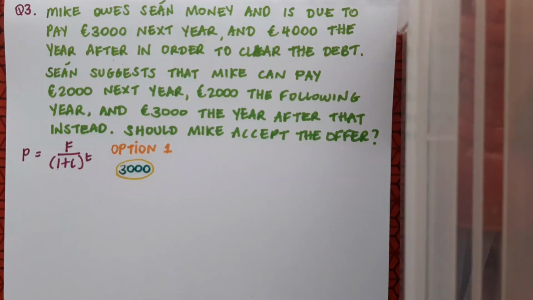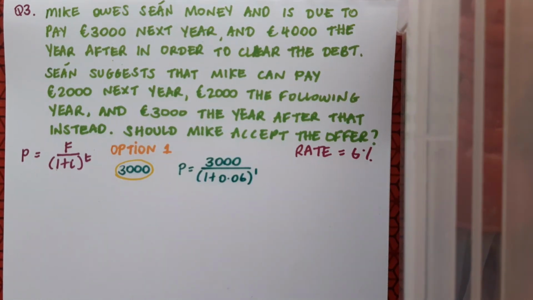So we'll start with the 3,000. This 3,000 is due to be paid in 1 year's time. You might notice I've forgotten to put in the discount rate. The rate's 6%. So my calculation here is 3,000 over 1 plus 0.06 to the power of 1 because that 3,000 was to be paid in 1 year's time. And it has a present value of 2,830.19.